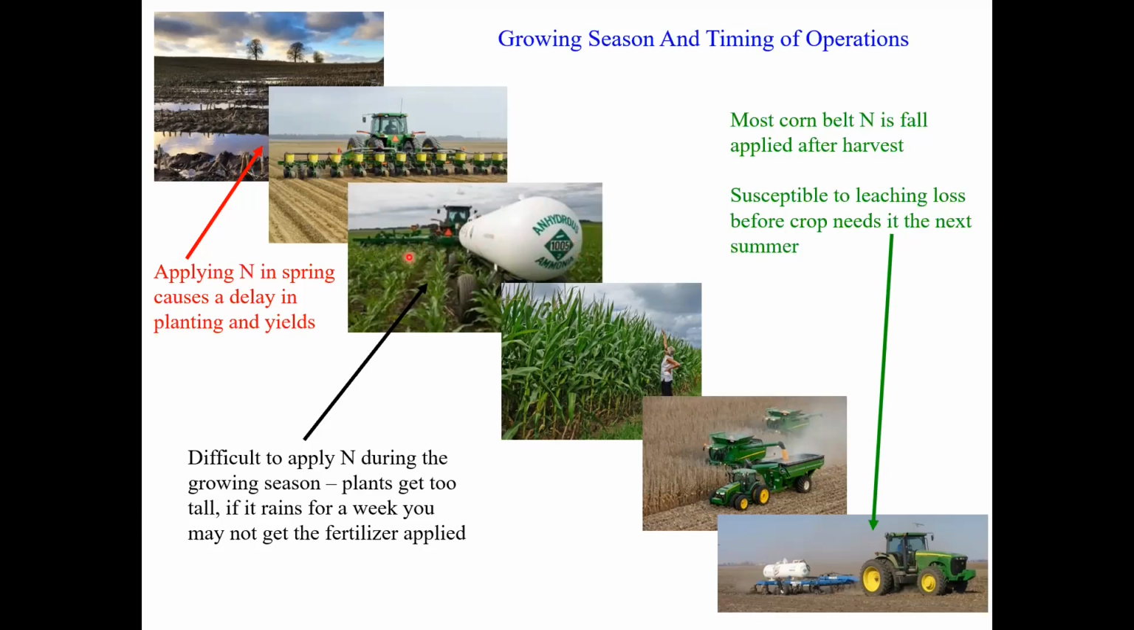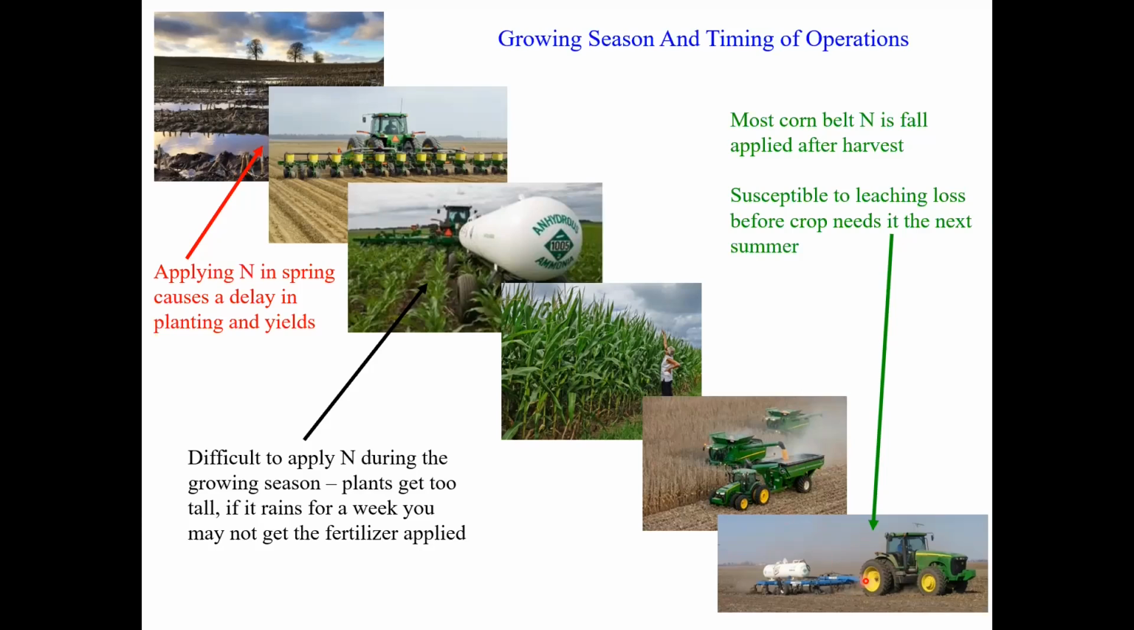The problem with putting it on during the growing season is once the corn reaches a critical height, we can't drive through it with toolbars and put anhydrous on. We can try putting liquid on with high boys and other types of equipment, but that nitrogen's not getting mixed into the soil. It's being laid on top. It's not as efficient. The other part of this is, if we have 5,000 acres of corn and we're going to side dress, put our nitrogen on when the plant's growing, what happens if it rains for 7 days and we can't get out in the field? Now our corn crop doesn't have enough nitrogen and we're going to have really low yields and not be profitable.